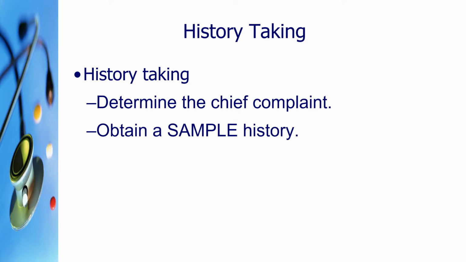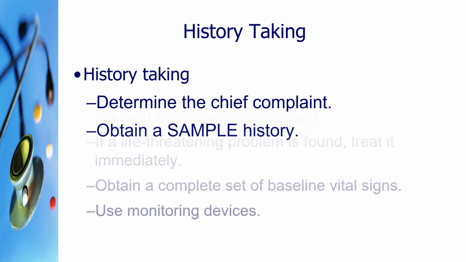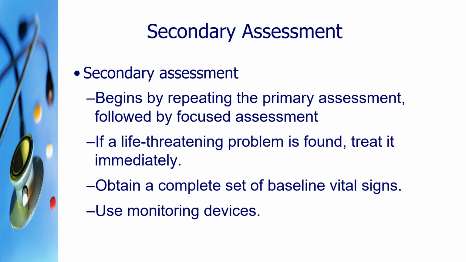Okay, now second one, we gotta get some history. Determine the chief complaint. Obtain a SAMPLE history. Once we're done with that, we gotta do our secondary assessment. You gotta begin by repeating the primary assessment followed by the focused assessment.